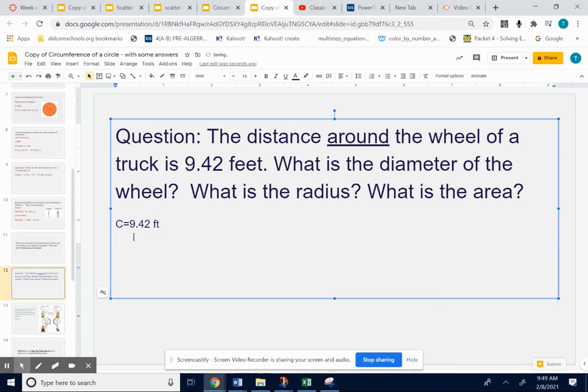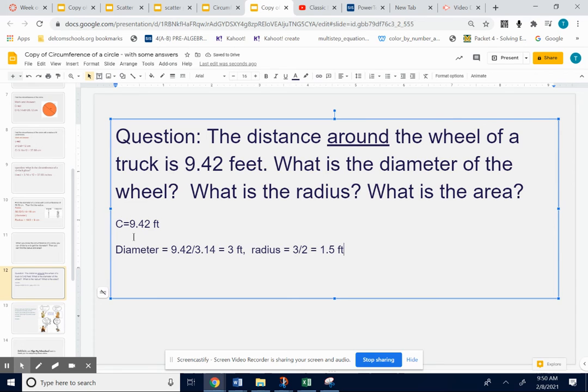So I'm just going to write that down. I'm going to find the diameter from that circumference by taking 9.42 and dividing it by 3.14, which is pi approximately. So if I take 9.42 divided by 3.14, I get a diameter of 3 feet. From that diameter of 3 feet, the radius is half of that. The radius of a circle is half the diameter. So I can find that the radius has to be 3 divided by 2, which is 1.5 feet.